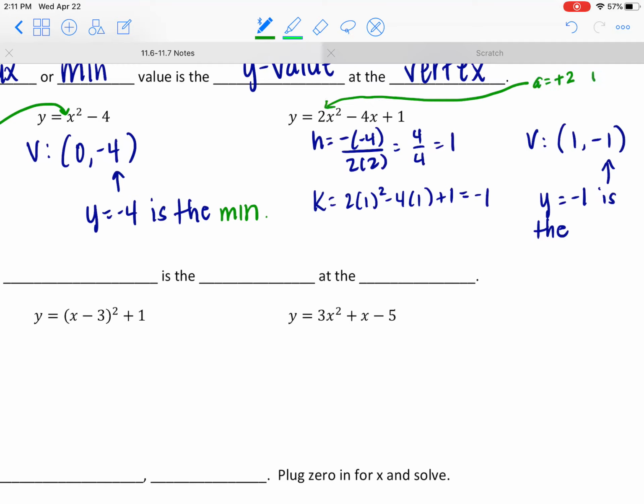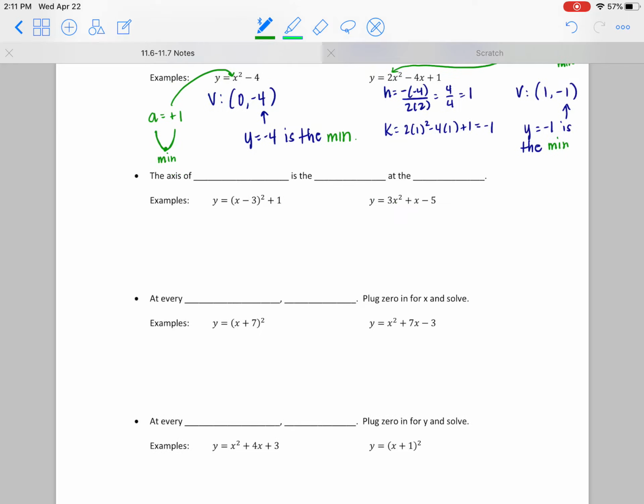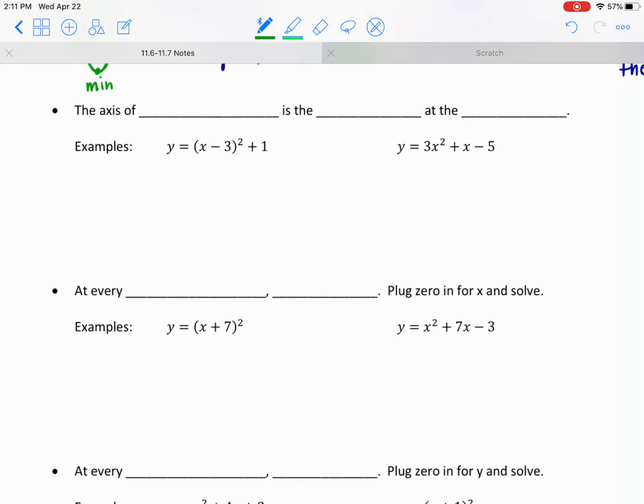It's the same as the other one, right? This positive 2 here, because a is a positive 2. Again, we have a parabola that opens up, and so the vertex is at the bottom, which makes it a minimum. I suppose I should have made one of those negative. That's my bad. Okay, so if we can identify the vertex, the y value in the vertex will always be the max or the min, depending on if it opens up or down.